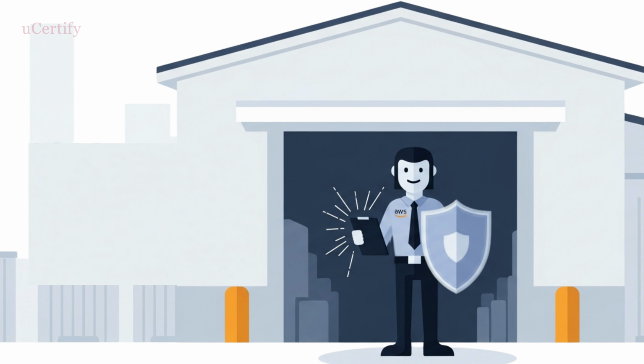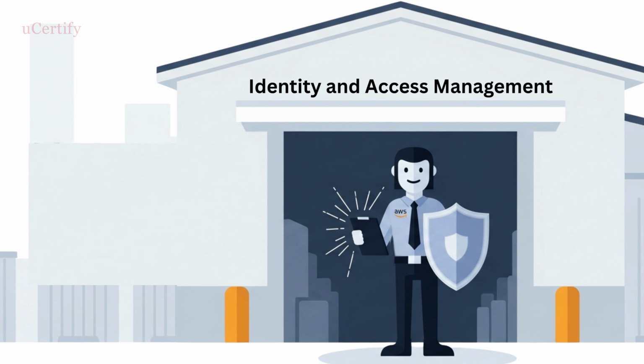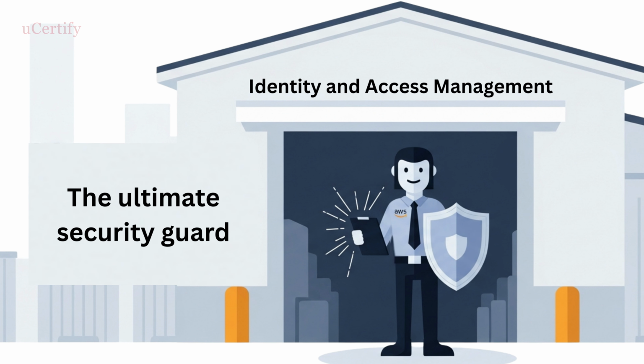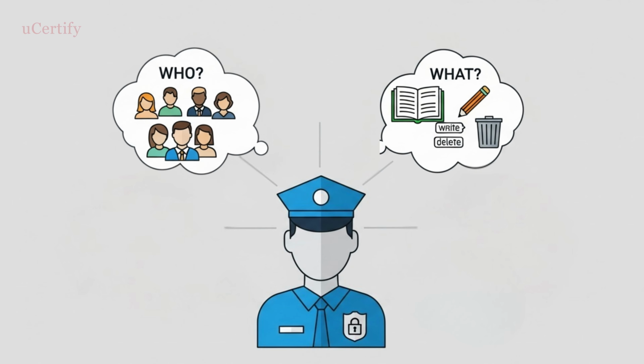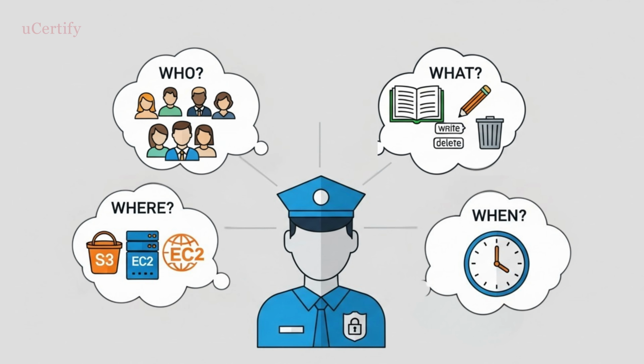This is where AWS Identity and Access Management, or IAM, comes to the rescue. Think of IAM as the ultimate security guard for your entire AWS environment. IAM's fundamental purpose is to secure and control who can do what, where, and when within your AWS environment. It's all about precision control over access.